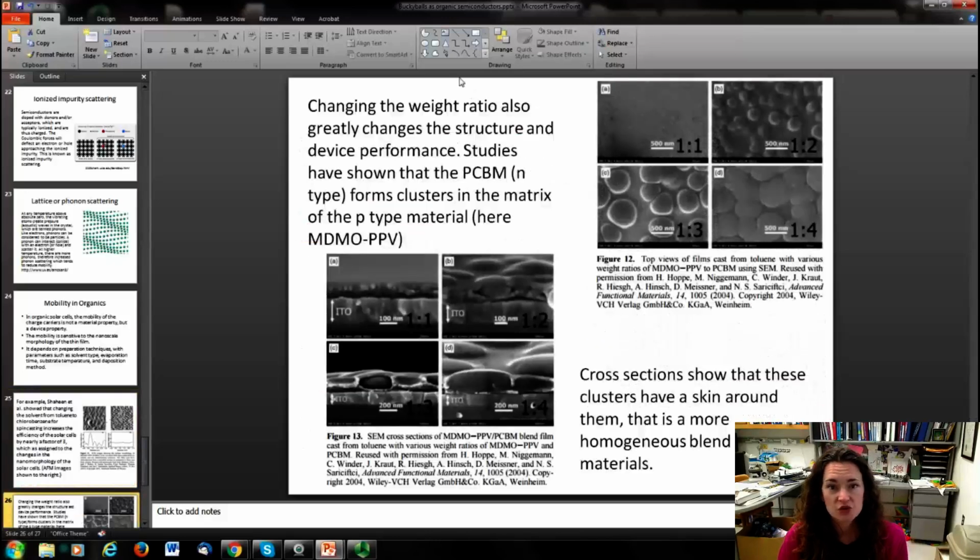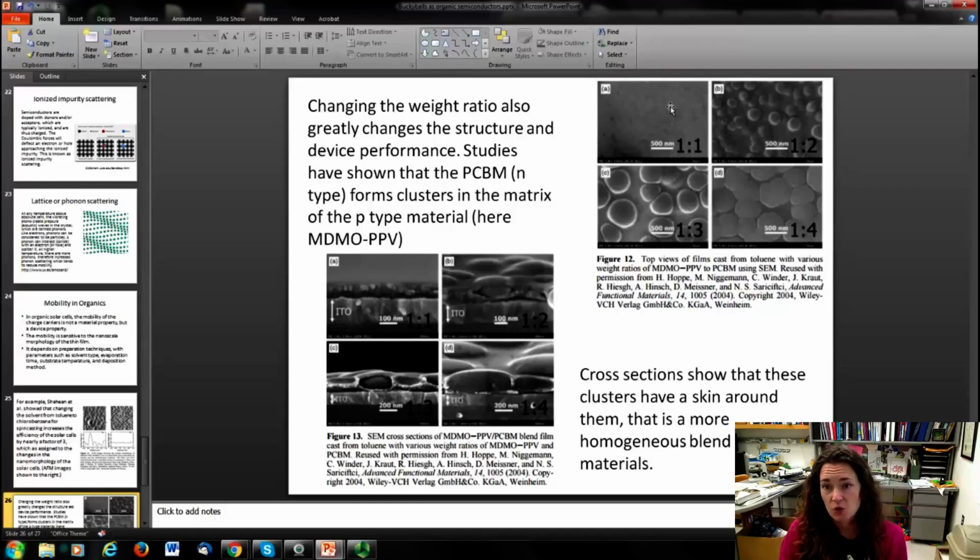You can also change the weight ratio between your P-type and your N-type organic material. And that can also greatly change the structure and device performance. So studies have shown that the PCBM, which is your N-type, is going to form clusters in the matrix of the P-type material, which is here MDMO-PPV, which you can look up. But basically, it just shows how the structure has changed with different weight ratios.